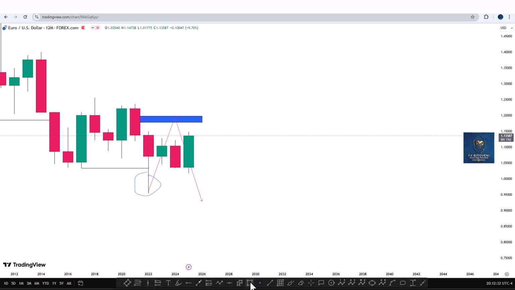So I repeat again, whenever you see something like this, assume this is a bullish candle, then you have a bearish candle.